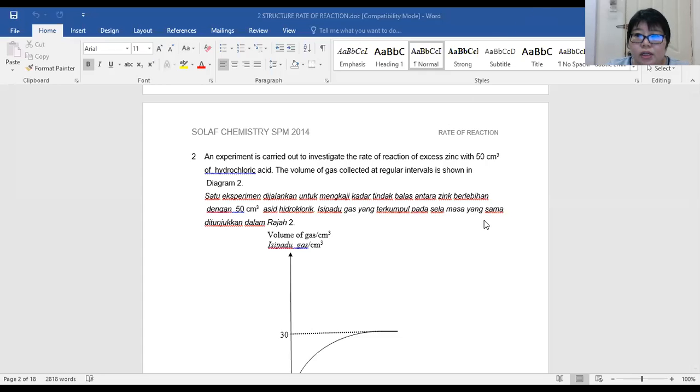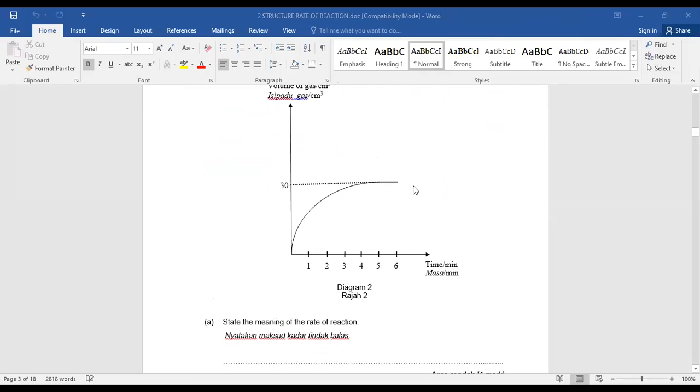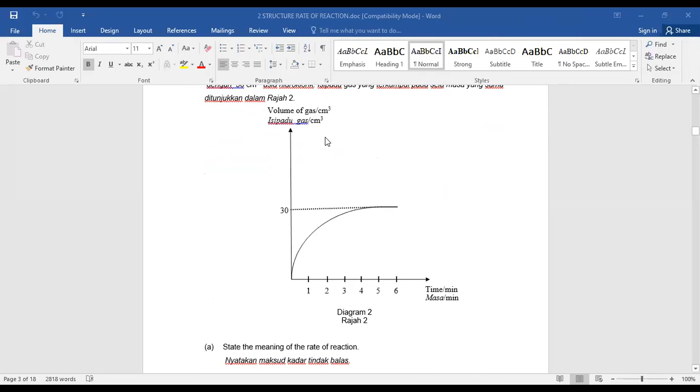Now, on the screen here, it is the question that I gave yesterday. I hope everyone has completed it. An experiment is carried out to investigate the rate of reaction of excess zinc with 50 cubic centimeter of hydrochloric acid, and the volume of gas collected at intervals is given to you. Can you see the maximum volume of gas collected here? Can you see the 30? The 30 is the maximum volume of gas collected.